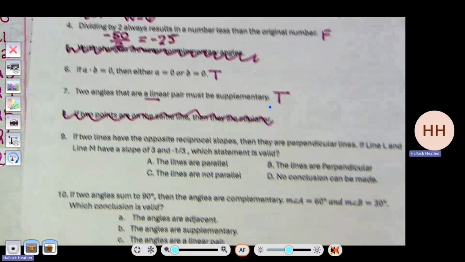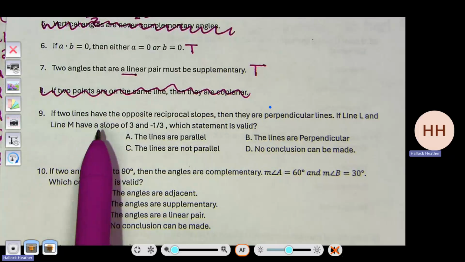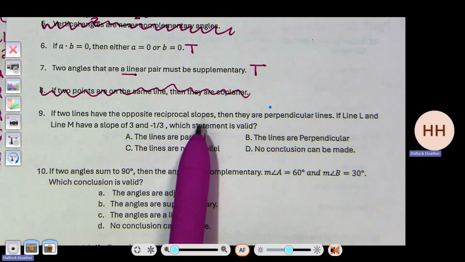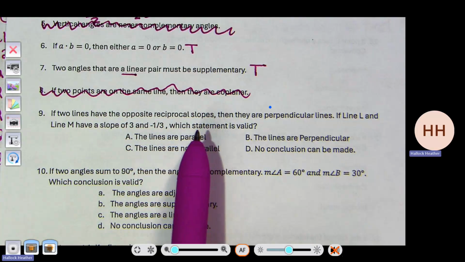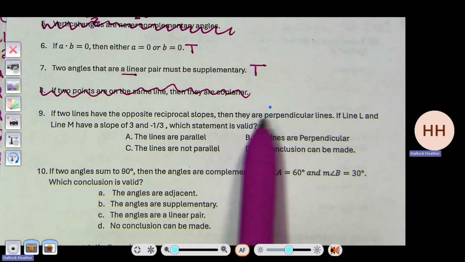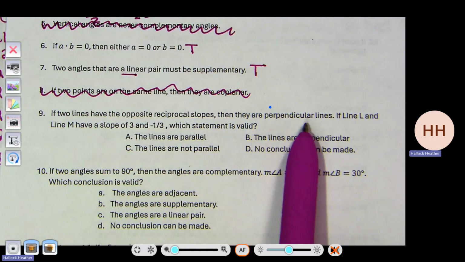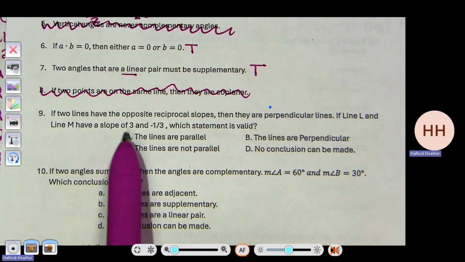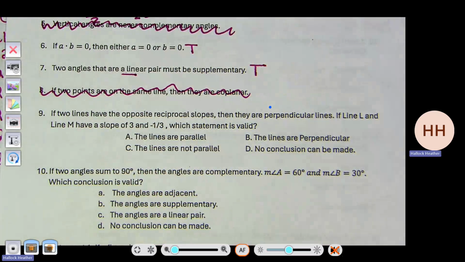Number 9 throws in a little bit of algebra 1. It says if two lines have opposite reciprocal slopes, reciprocal means you're flipping the fraction. Opposite means positive to negative, negative to positive. This is from algebra 1. Then they are perpendicular. So they're telling me if they're opposite reciprocal slopes, then they are perpendicular. If lines L and M have a slope of 3 and negative 1/3, what statement is valid?